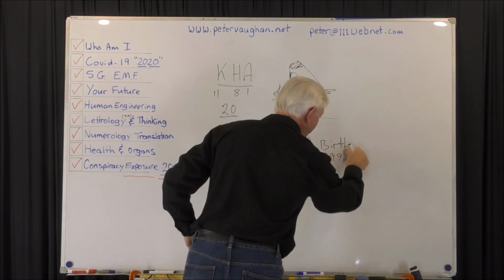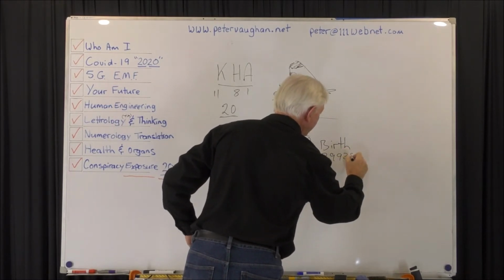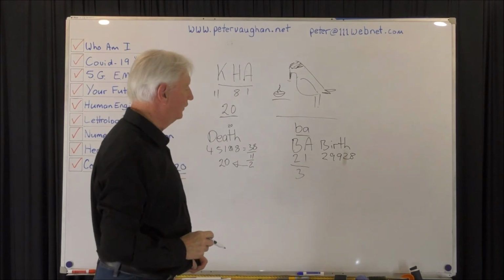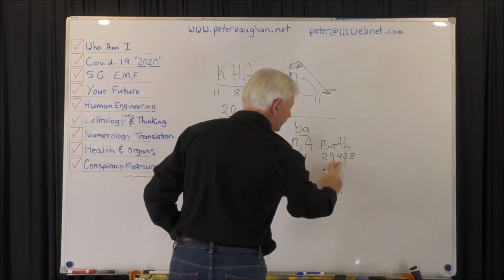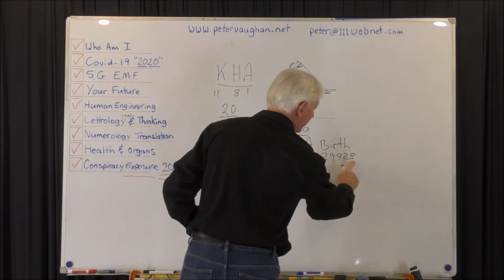2, 9, 9, 2 and 8 are the values of those letters. 2 nines is 18, 20, 22 and 8 is 30.